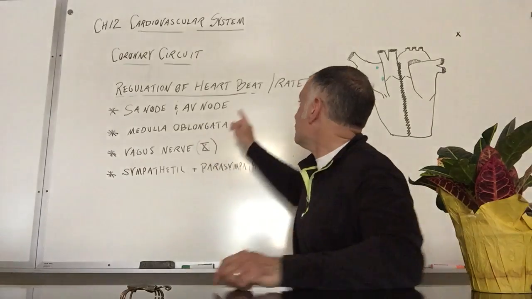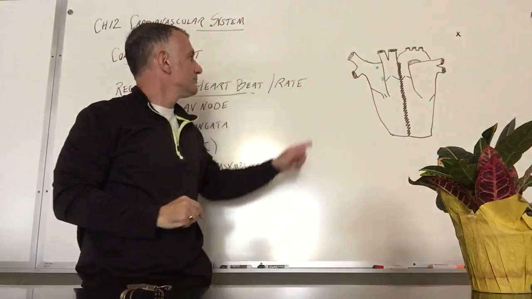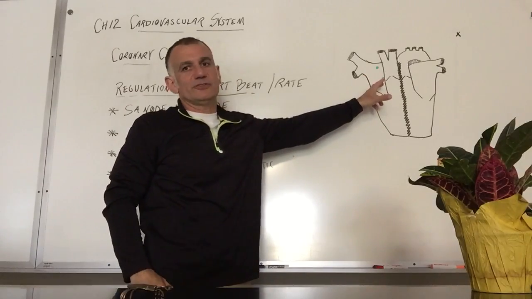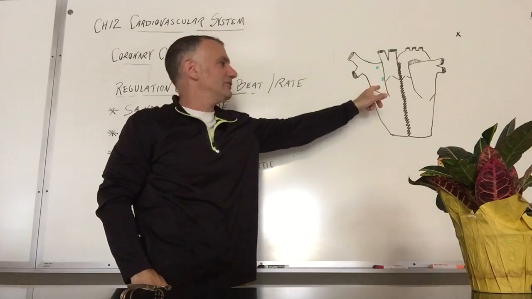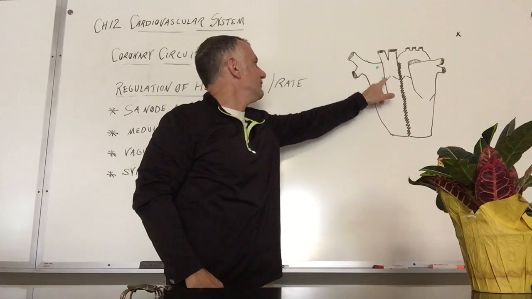So basically, if you can see in this diagram back here, I have two little green dots drawn, and I'm going to move out of the way. Again, this is just a basic schematic representation of the heart, but both of these are located in the upper right portion of the heart, the SA node and the AV node.